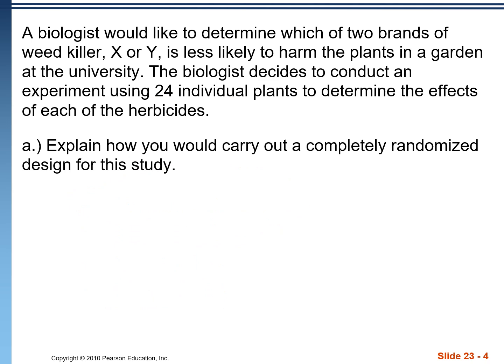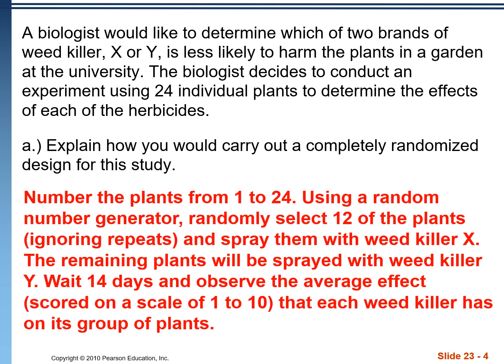So we could write something like this: number the plants from 1 to 24. Using a random number generator, randomly select 12 of the plants, ignoring repeats, and spray them with weed killer X. The remaining plants are sprayed with weed killer Y. That's our randomization and explaining how we randomly assign subjects to treatments. Okay, this last sentence here is going to explain our response variable and how it's measured. Wait 14 days, observe the average effect scored on a scale of 1 to 10 that each weed killer has on its group of plants.